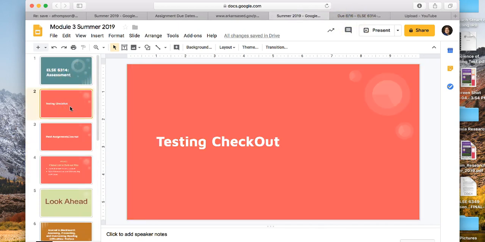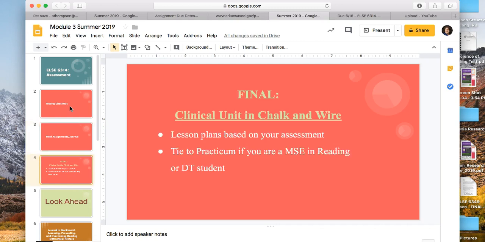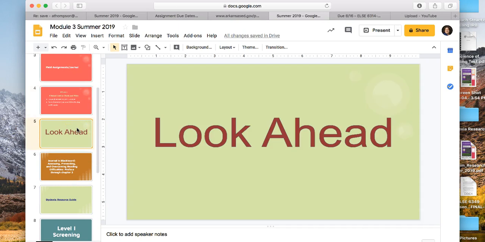Just reminders as usual, be sure to do the testing checkout sign up if you need to borrow tests. Don't forget the journal where you are logging your times and your reflections each time you do your field work. Be thinking ahead at this clinical unit in Chalk and Wire, because you have an assignment coming up where you're going to be presenting about an informal assessment.